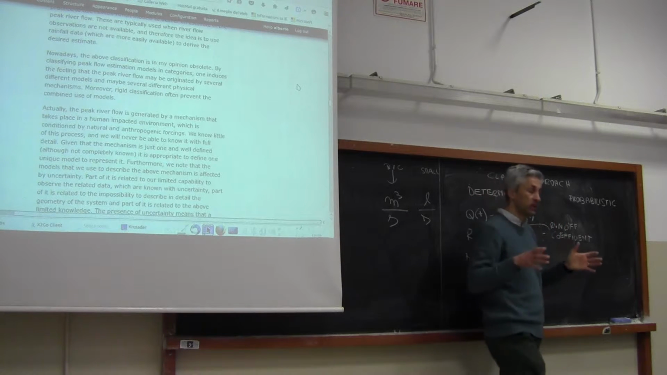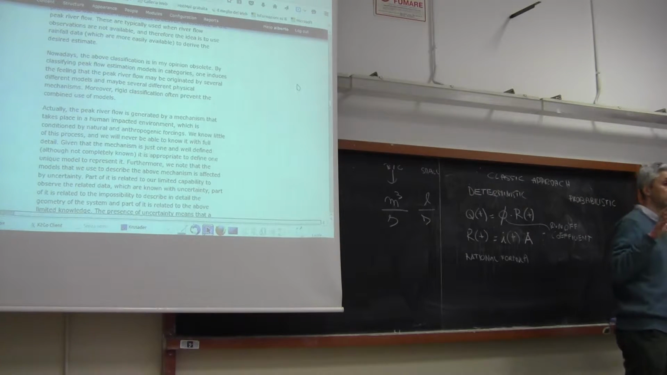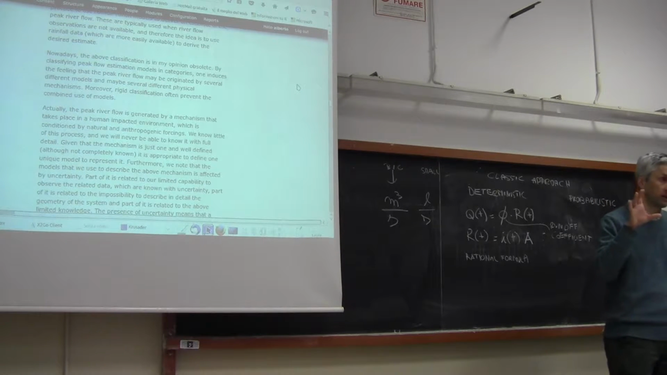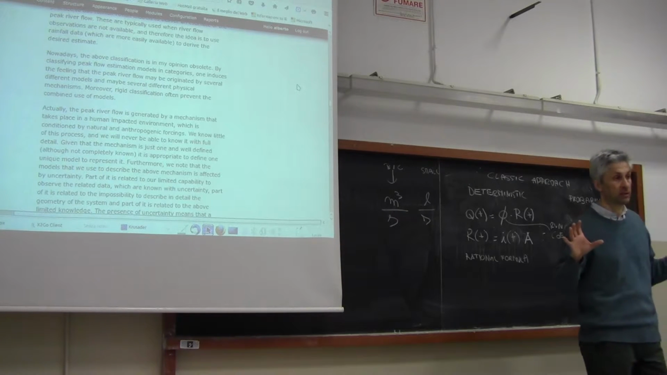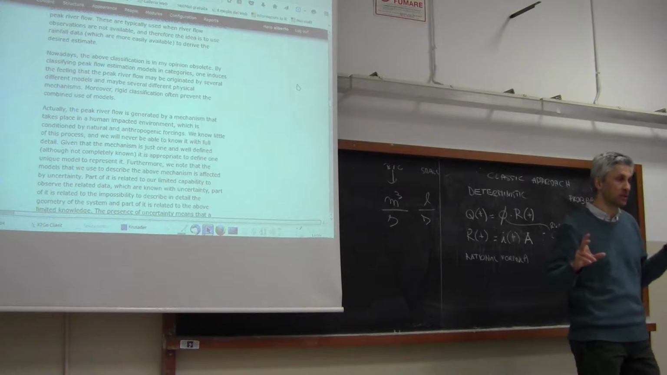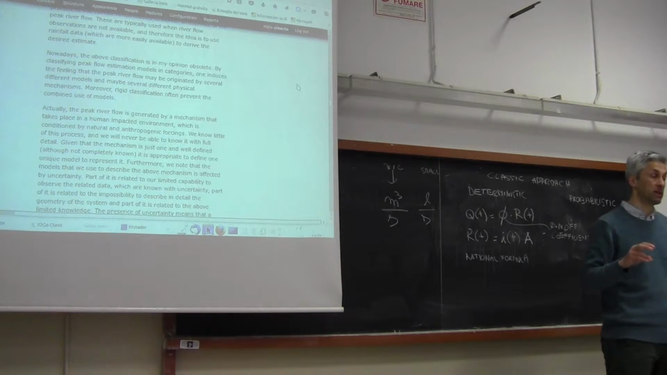So for what reason is there uncertainty in hydrology? For several reasons. One reason is that when we observe hydrological processes, when we observe river flow, when we observe rainfall, our observations are affected by uncertainty. There is a measurement error, but there is more than a measurement error. The measurement error is always present, but in many measurements it's negligible. So for engineering purposes, you may consider that it's negligible.